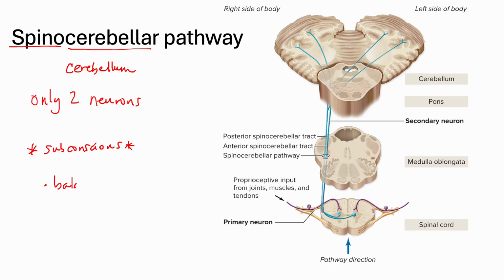So balance, right? We talked about balance. We talked about posture. So these are the things that are subconscious that you're not having to think about, your body position. So these would be coming from proprioceptors. Okay.